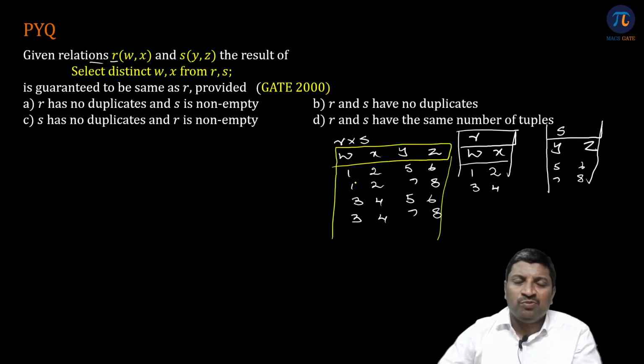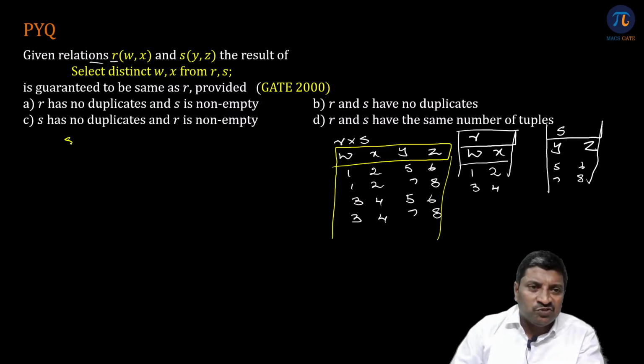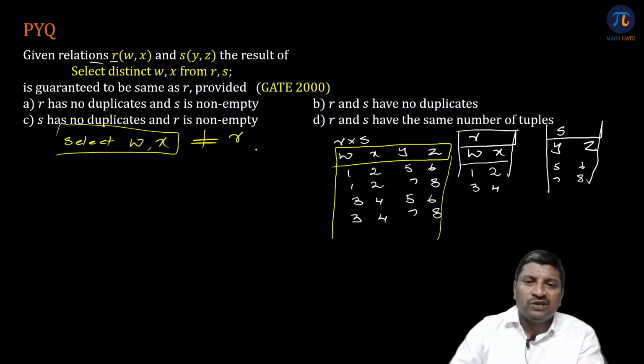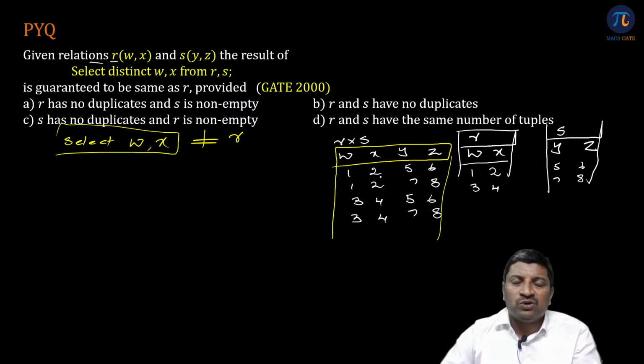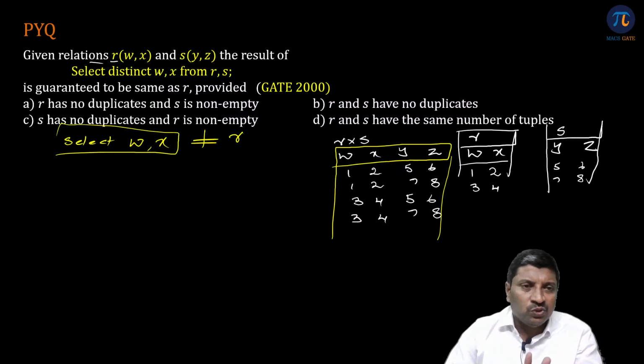Now from this table, if you directly write select W comma X, surely it is not equal to R, sir, because 1 comma 2 is displayed 2 times, right? But they have given distinct. Fine, so no issue.